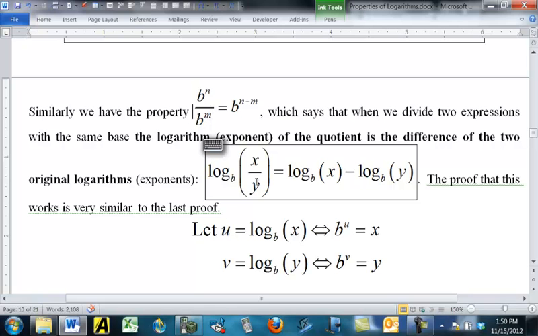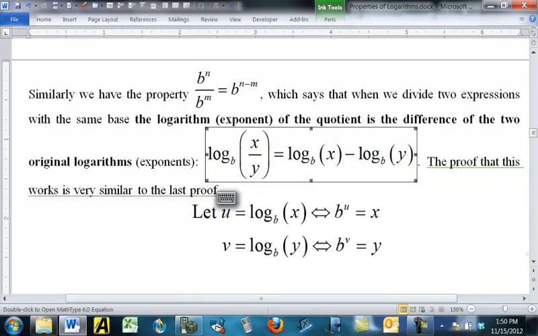So it says a logarithm of a quotient, log base b of x over y, is the difference of the two logarithms. So again, this expression about exponents is saying exactly the same thing as this expression about logarithms. Logarithms are exponents after all. So log base b of x over y is log base b of x minus log base b of y.